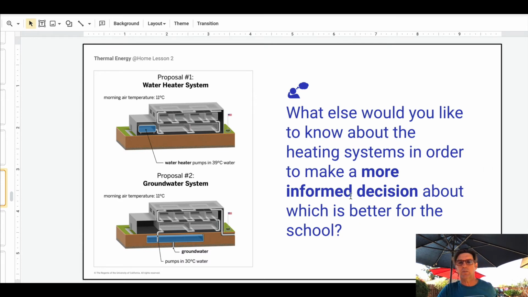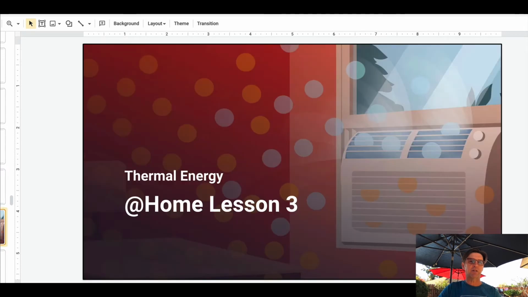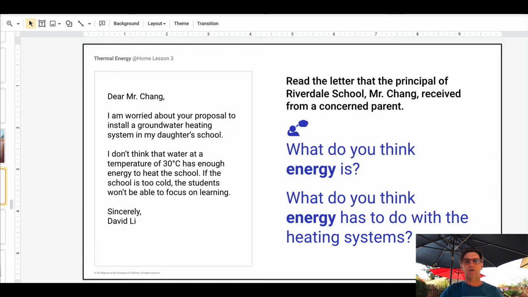What else would you like to know about the heating systems in order to make a more informed decision about which is better for the school? You do not need to know which system is better yet. You will have multiple opportunities to change your mind as you learn more over the course of this unit. So right now we're just guessing, but let's get some more information before we write our guess.